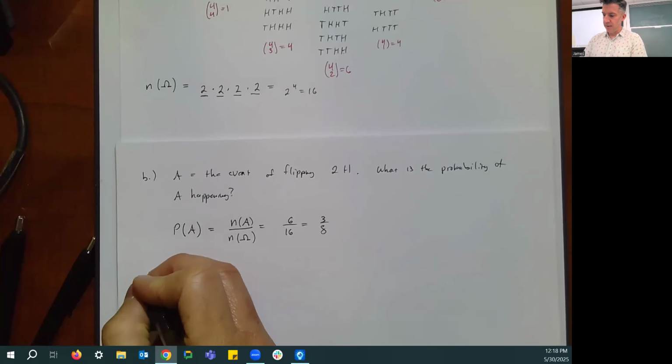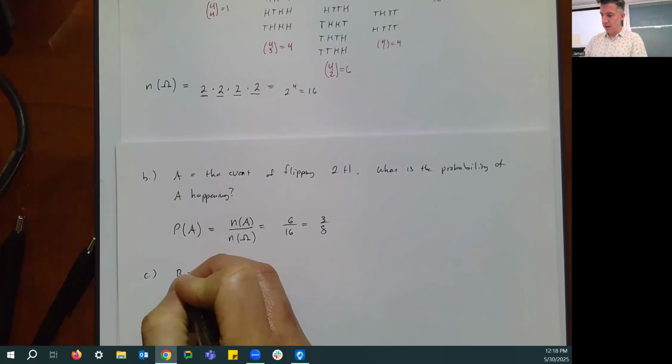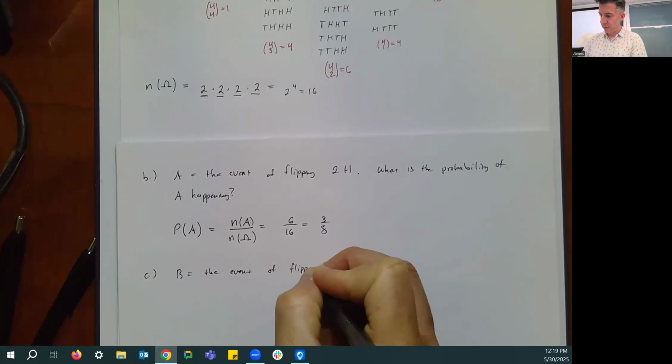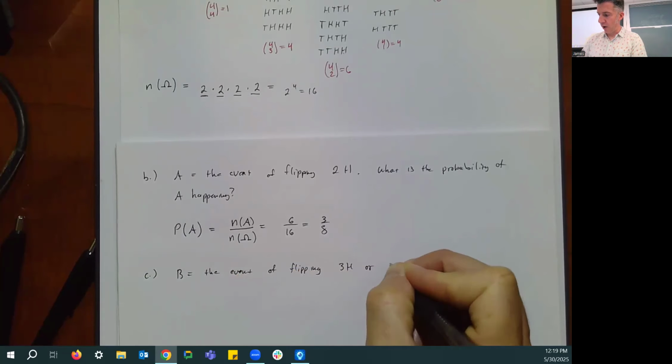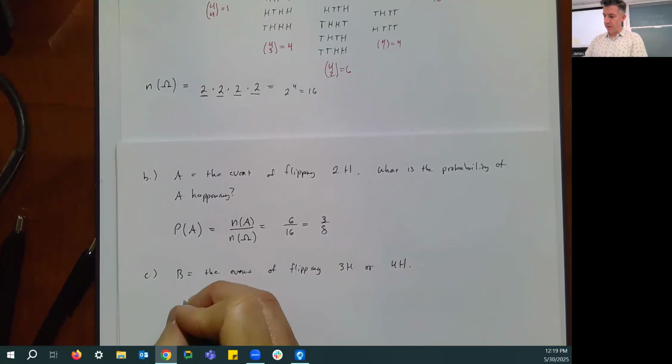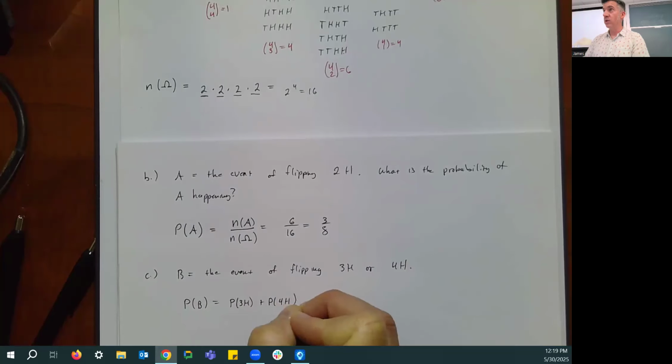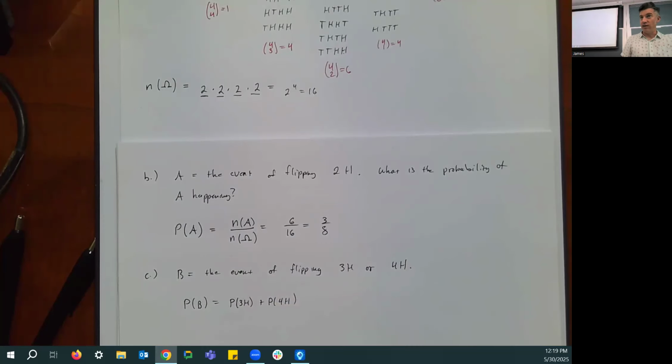So let's say that capital B is the event of flipping either 3 heads or 4 heads. The probability of B is going to be, well, since these events are mutually exclusive, which means there's no overlap between them. It's not possible to flip 3 heads and 4 heads at the same time. At least not exactly, I should say, exactly 3 heads means 3 heads and 1 tail. If I had used the words at least 3 heads, well, that would actually be what I'm calculating right now, getting 3 heads or 4 heads.